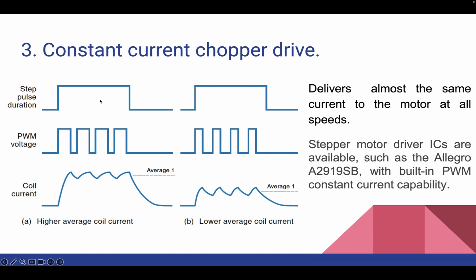Stepper motor driver ICs with built-in pulse width modulation constant current capability, such as the Allegro A2919SB, exemplify this approach. These ICs integrate advanced control features, allowing for seamless and efficient motor operation across a wide range of applications. And with constant current chopper drive, engineers can achieve reliable and consistent motor performance, which can lead to enhanced accuracy and greater productivity in stepper motor systems.